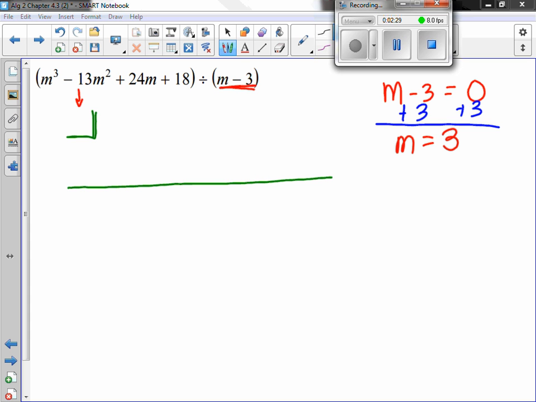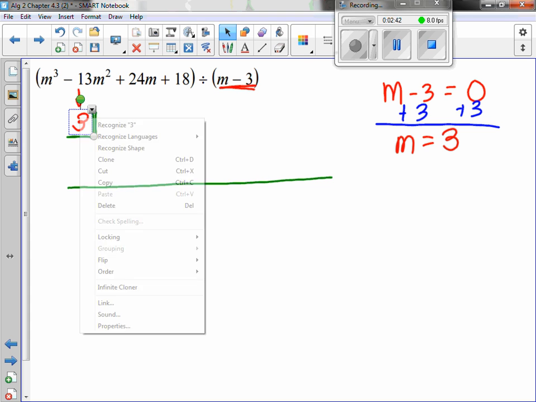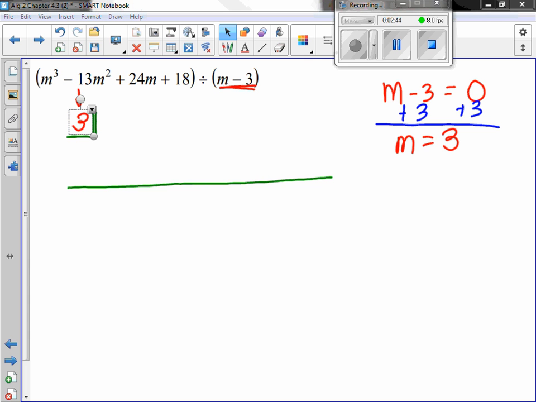What we do now is we take that 3, the value of it, and put it in here. We put 3 in the cubby hole, in that little box. Okay. Any questions on this so far? We good with this here?